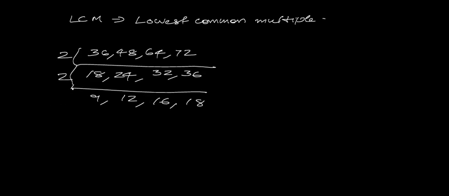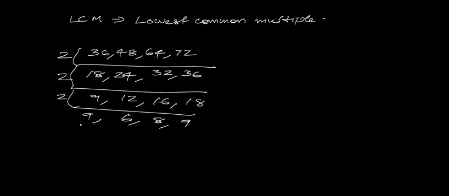So once again we can use 2 as the divisor here, but 9 returns a remainder when divided by 2. So we don't divide this 9 by 2. We just write down the 9 as it is. Then 12 divided by 2, we get 6. Here we get 8 and 9 again.